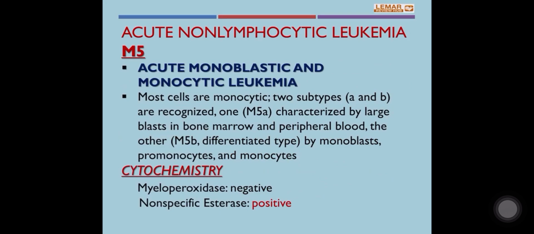M5, or acute monoblastic and monocytic leukemia. Most cells are monocytic. Now, M5 can be grouped into two subtypes: M5A, or acute monocytic leukemia, poorly differentiated, and M5B, acute monocytic leukemia, well differentiated. M5A is characterized by large blasts in the bone marrow and peripheral blood. M5B, the differentiated type, is characterized by monoblasts, promonocytes, and monocytes.